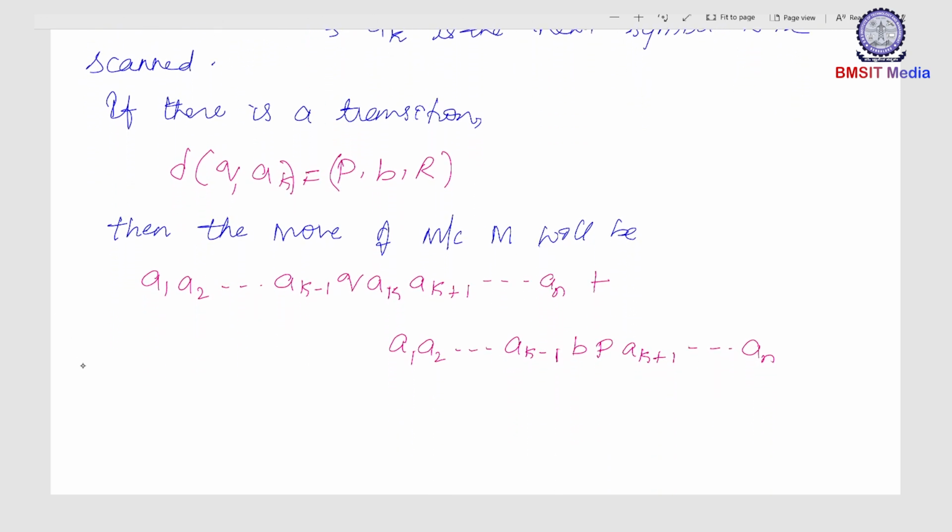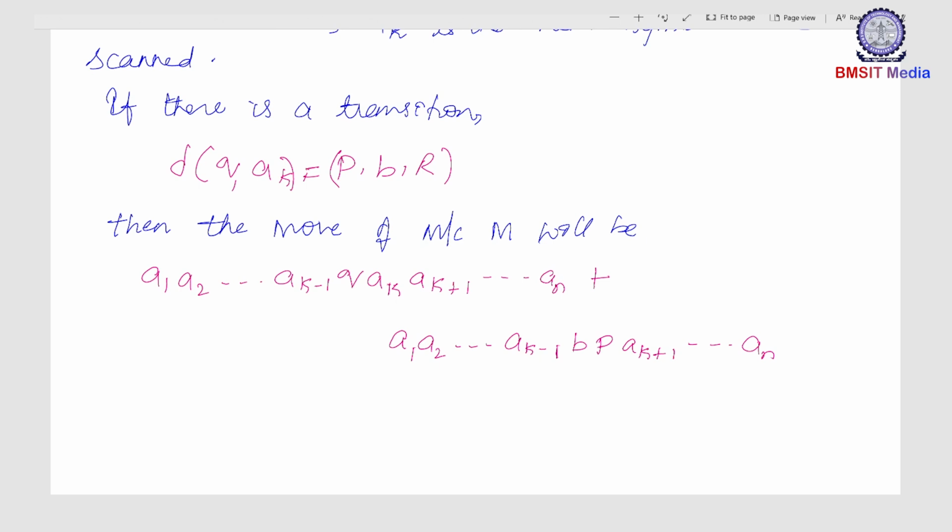So the move of the machine is A1, A2, so on up to AK minus 1, Q, AK plus 1, so on up to AN. This is the symbol for move. So when there is a move, this is the transition. When you are in state Q, on reading the input AK, change the state to P. The input would be B, move to the right. So AK is replaced by B, move to right.